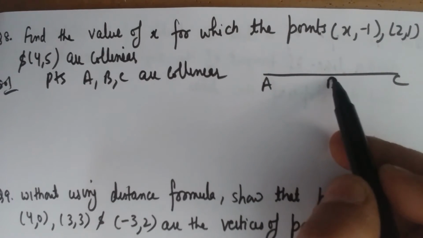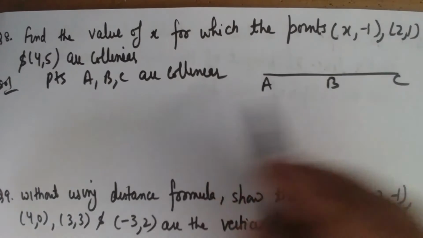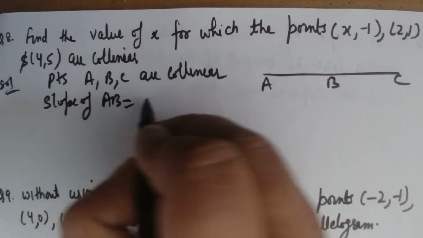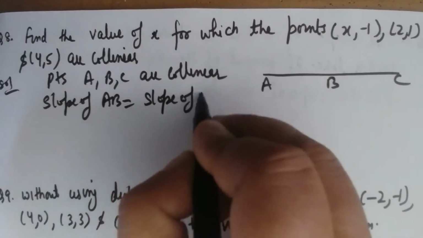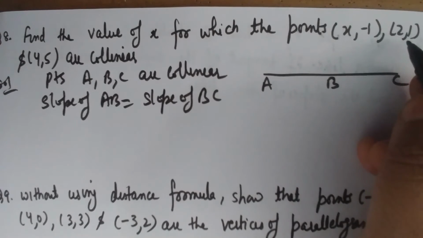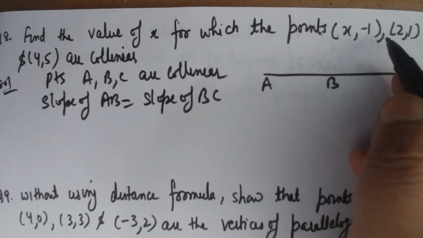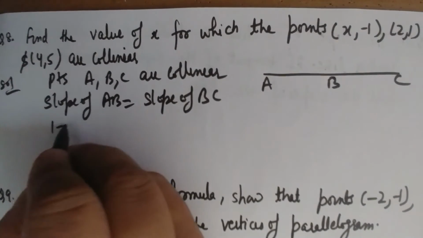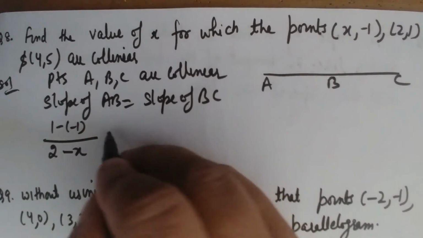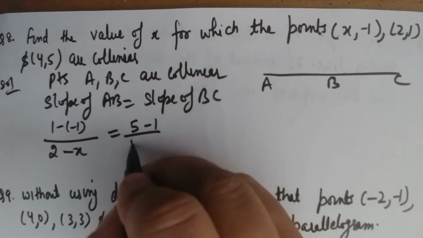If slope of AB is equal to slope of BC, this is a very simple concept. Slope of AB I can calculate by y2 minus y1 upon x2 minus x1. So it will be 1 minus 1 divided by 2 minus x. This is equal to 5 minus 1 divided by 4 minus 2.